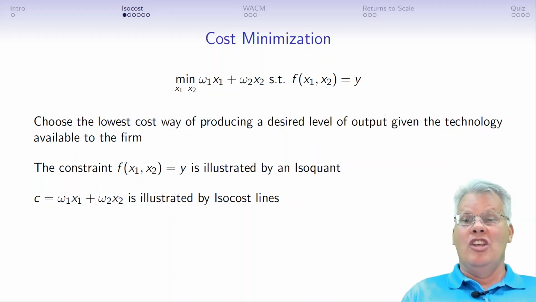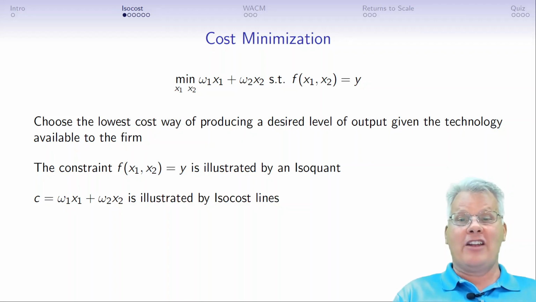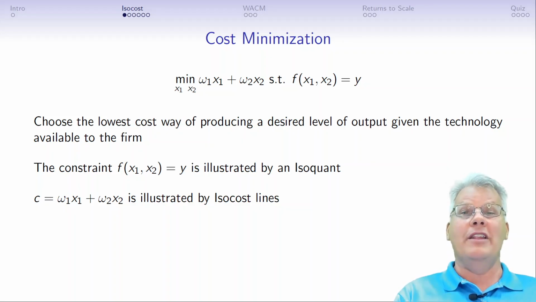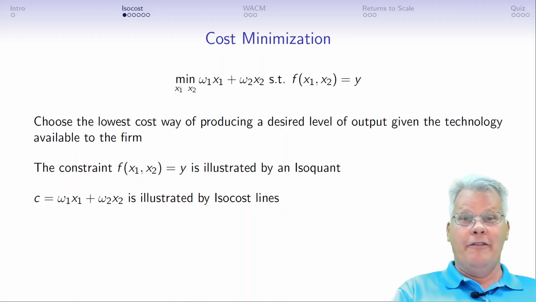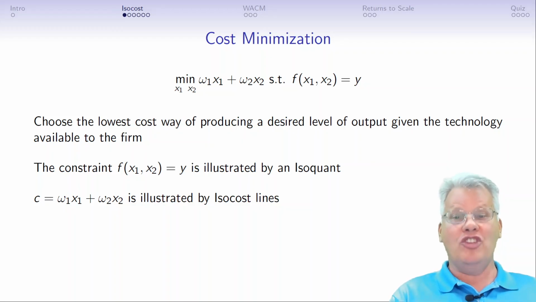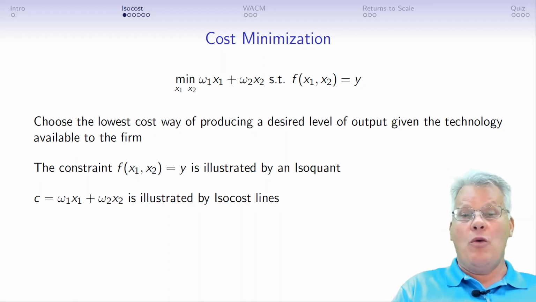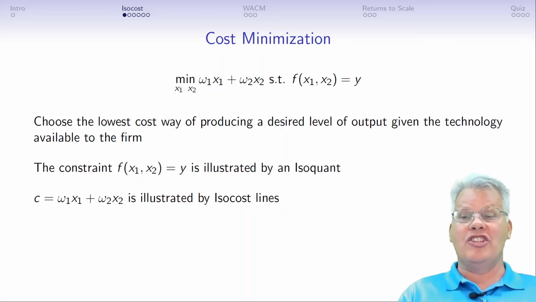Cost minimization, what we do is the firm chooses the quantities of factor 1 and factor 2 to minimize their total cost. Total costs would be the amount that they spend on factor 1, which is the factor price, omega 1, for each unit of factor 1 times the quantity they use, plus total expenditure on factor 2, subject to producing the desired level of output. In other words, they choose the cheapest way of producing the output that they want, given their technology constraint.